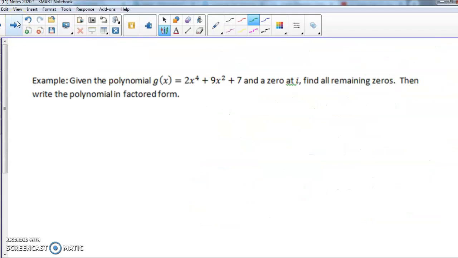Okay, let's look at the last one. So given this polynomial, it has a 0 at i. Find all the remaining zeros and write it in factored form. So I should know, or you should know, that this has 4 zeros. If there is 1 at i, there is also 1 at negative i.